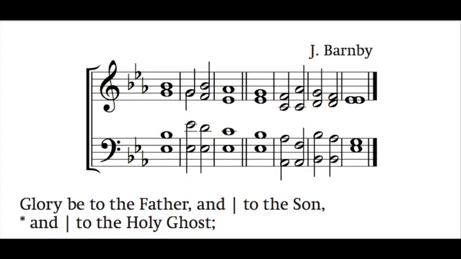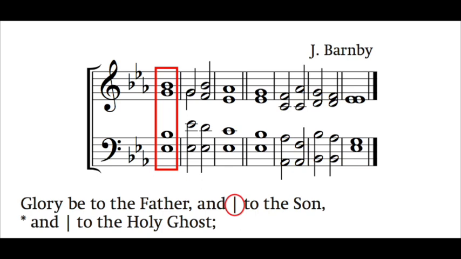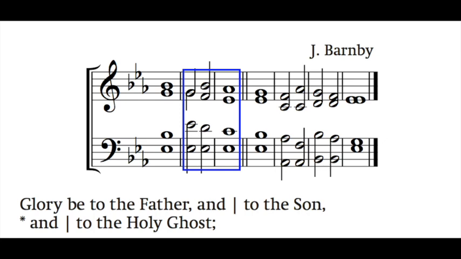Once the singers reach the vertical line, there is one note for each syllable unless otherwise indicated. Consider this example again. Glory be to the Father, and to the Son, and to the Holy Ghost. All the words before the vertical line are sung on the reciting tone, as we have learned. Glory be to the Father, and... Now we have reached the vertical line, which means we are done singing the reciting tone, and will now sing the notes of the first cadence.